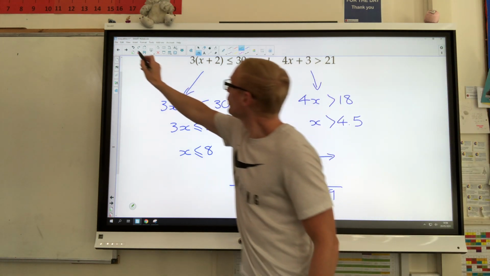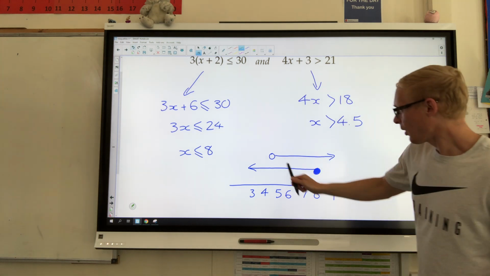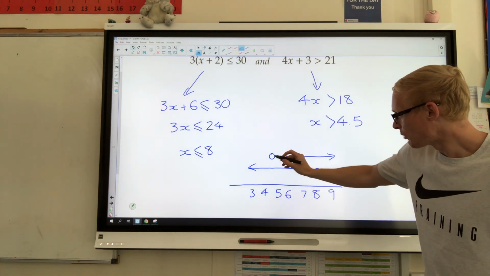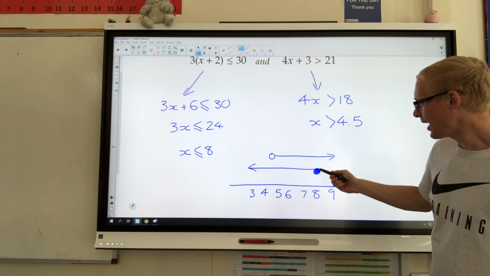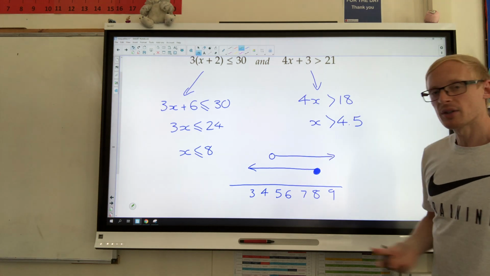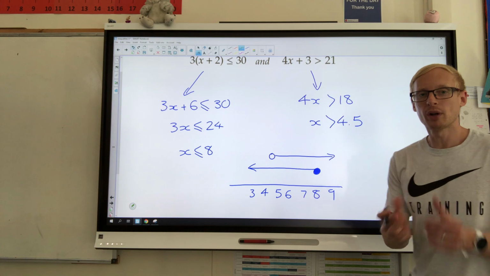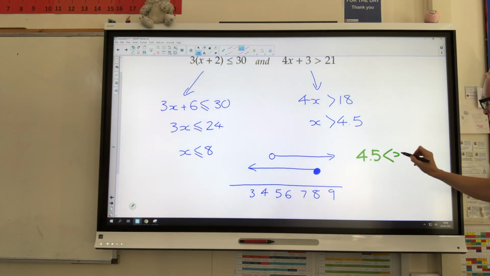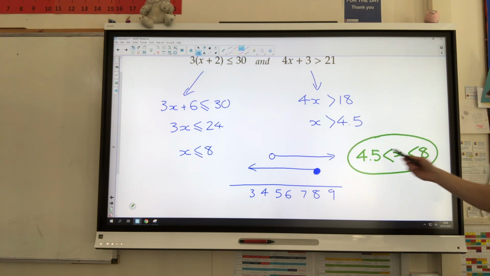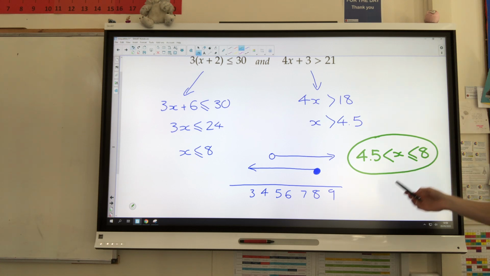So we're looking for the inequality that is greater than 4.5, but also less than or equal to 8. We're looking for this bit in the middle. So in terms of how to write that, I want to write that as one inequality. So I want to say that x needs to be greater than 4.5 and less than or equal to 8. Okay, that is the set of solutions which works for both of these inequalities.